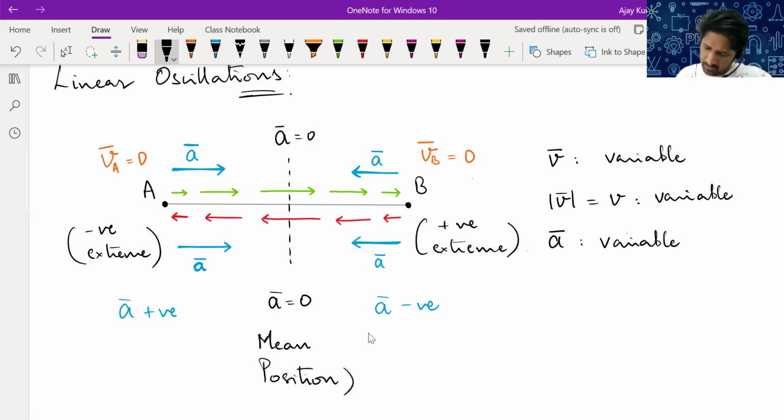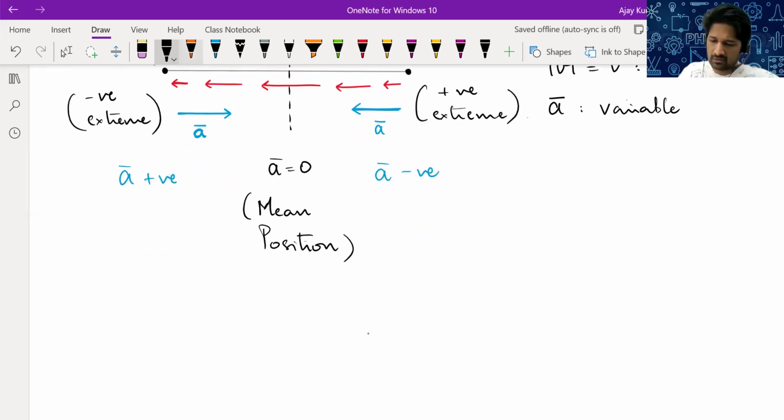Okay. It may be exactly between the extremes. In some cases, it may not be exactly between them also. You'll understand as we solve problems. But what is mean position? Mean position is the position at which acceleration of the oscillating object is zero. And when will acceleration be zero? When net force is zero. Newton's second law. That is what we call as mean position in oscillating systems.